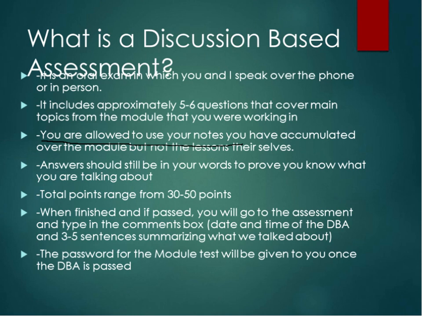Your first DBA, if you're in biology, is 30 points. If you're in anatomy, it's 35 points. So they're pretty close. And when finished and if passed, you'll go to the assessment and type in the comments box the date and time of the DBA and 3 to 5 sentences summarizing what we talked about. So that's what you type in the student comments box. I know each class is a little bit different. You guys are going to put the date, time, and just a couple sentences about what we talked about.